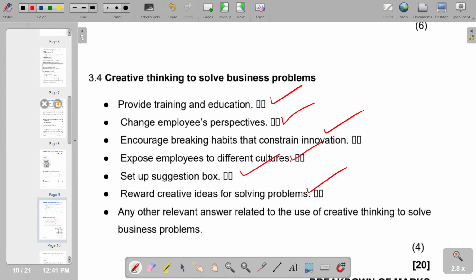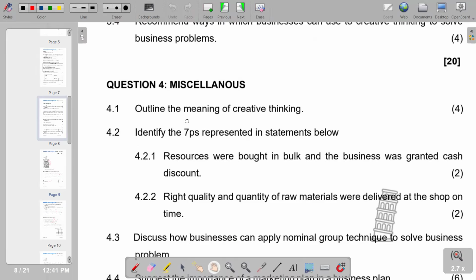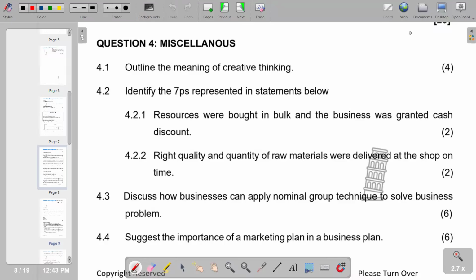Then we move on to see that this is our last question that we have on 3.4. So we'll move on to our next question, which is 3.4. The first question is outline the meaning of creative thinking. Creative thinking is basically the ability to think in a unique way or originally, which brings innovative ideas.